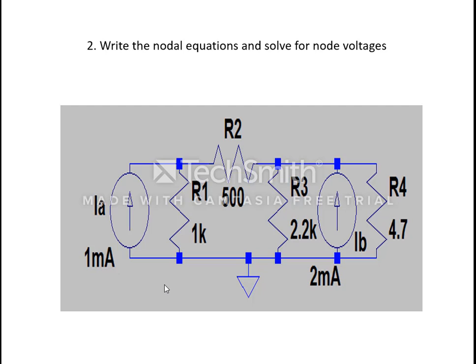Coming to the second question, write the nodal equations and solve for node voltages. It's given in this question, solve for node voltages, and in this circuit you have two current sources and four resistors. Applying KCL. Okay, first let us assume the nodes. This is node 1 and this is node 2.